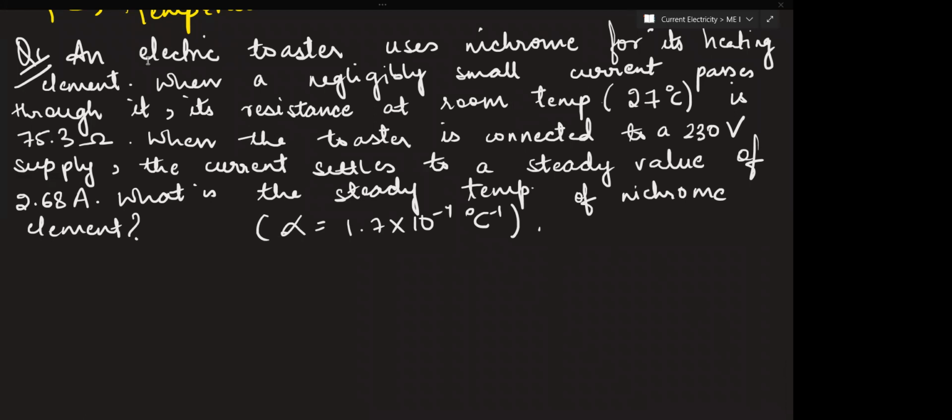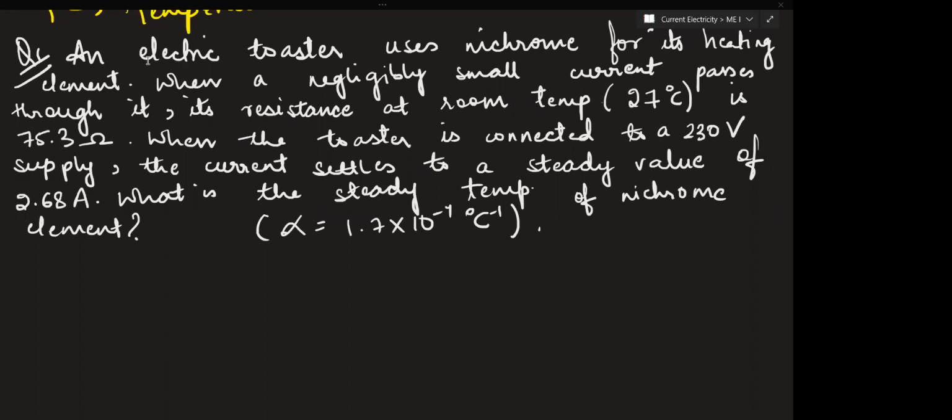See, in this question, you just have to identify the terms. An electric toaster uses nichrome for its heating element. When a negligibly small current passes through it, its resistance at room temperature is 75.3 ohms. So room temperature is important. This value of resistance is important. And when the toaster is connected to a 230-volt supply, the current settles to a steady value of 2.68 amperes. What is the steady temperature of the nichrome element?